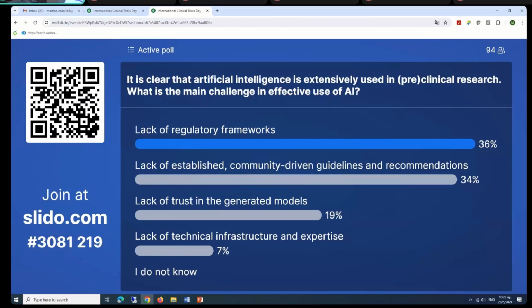I think that the models need... Yes, I don't know. I really don't know. We are just at the beginning of using AI, so we don't have all the solutions there already. That's what I think.